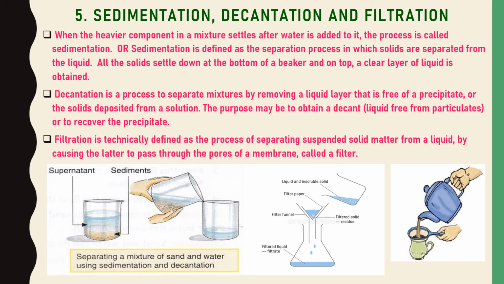Or we can define sedimentation as the separation process in which solids are separated from the liquid. So all the solids settle down at the bottom of a beaker and on the top a clear layer of liquid is obtained. You can see over here in the diagram also, the sedimentation process has taken place.